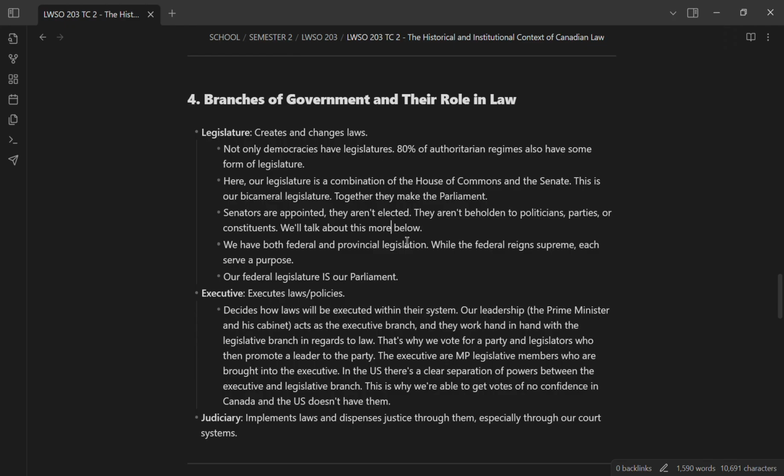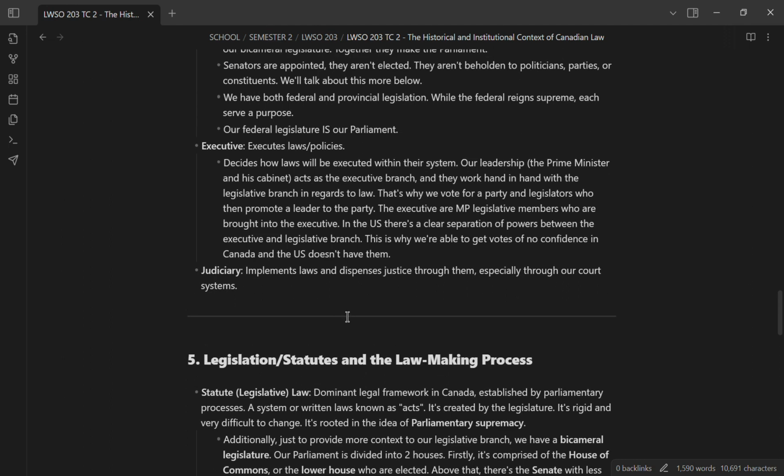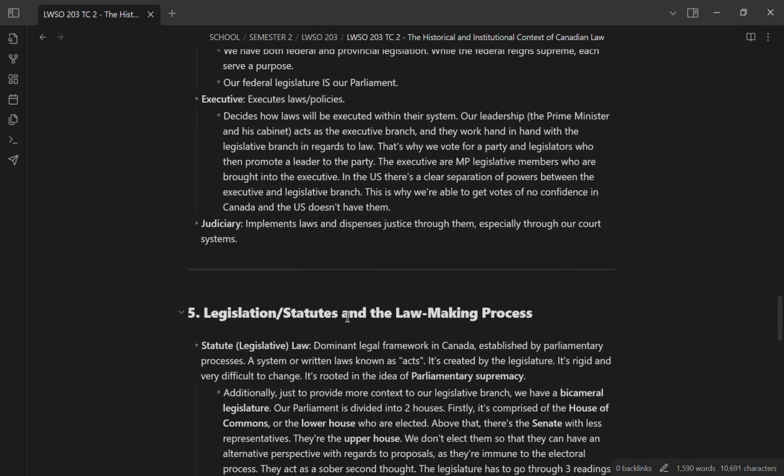Yeah, not really, and that is our fusion of powers. Other than that, not really too much. And then again, our judiciary branch implements laws and dispenses justice through them, especially in our court systems.